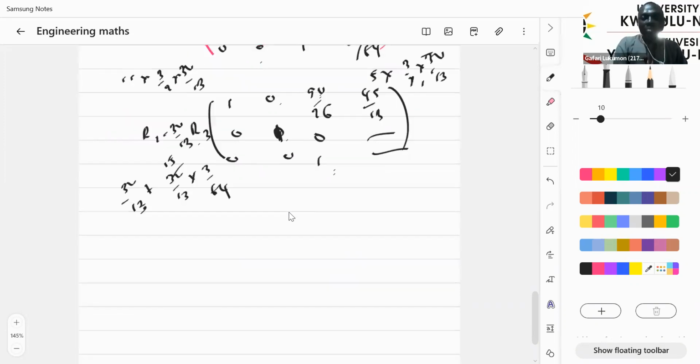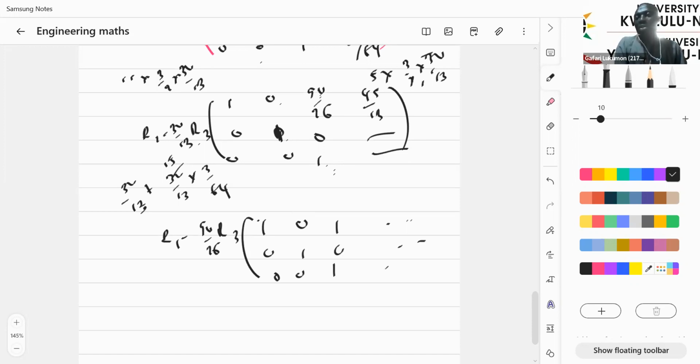If you say R1 minus 90 over 26 R3, then it's going to give me 1, 0. 90 over 26 R3 minus 90 over 26 is going to give me 1. What you have here, then 0, 1, 0. What you have here, 0, 0, 1. What you have here. Then at the end of the day, you can just say your S is this.